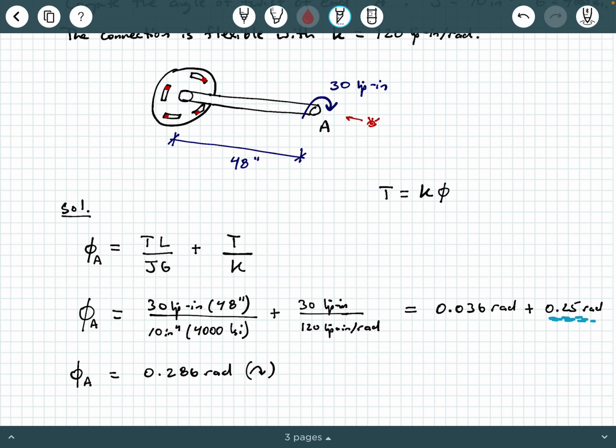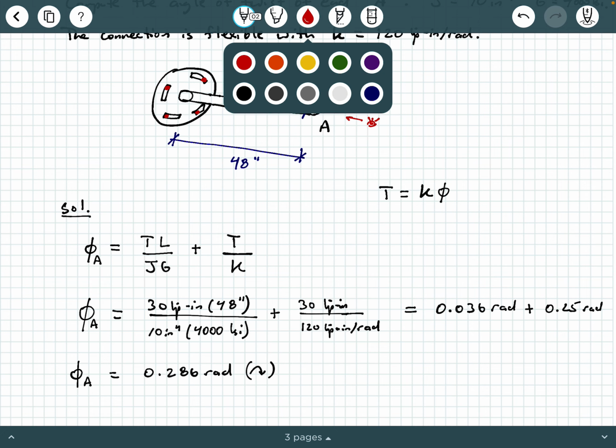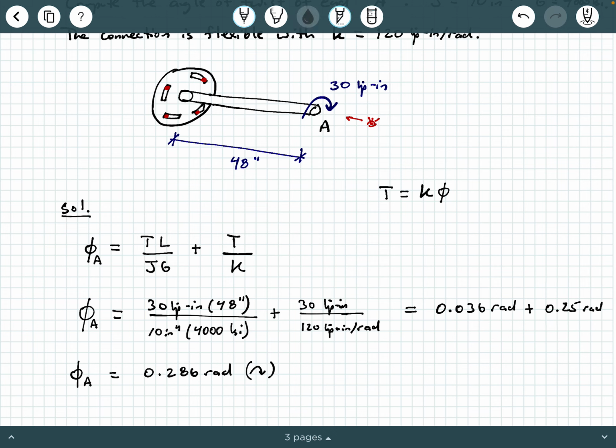Now, you tell me which term had the most impact. Well, the flexibility, so the flexible connection. So what that means for this particular problem is that that flexible connection rotated more than the shaft itself twisted, okay? So the total amount of twisting that incorporates that flexible rotation of the connection itself is 0.286 radians. Okay, so that concludes this example.